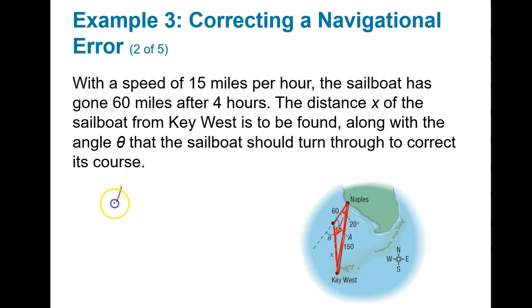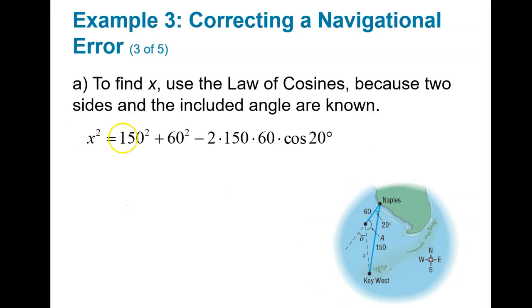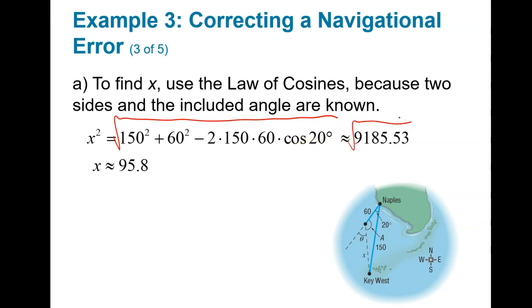So X squared is equal to 60 squared plus 150 squared minus 2 times 60 times 150 times the cosine of that 20 degrees. So there's our setup. Doing a little bit of math, we take the square root of all this. You can actually put all of that into a calculator as long as you're in degree mode, and it would tell you that approximation. So take the square root of that 9185.53. You get about 95 miles left to go.